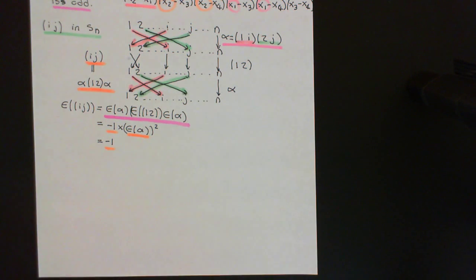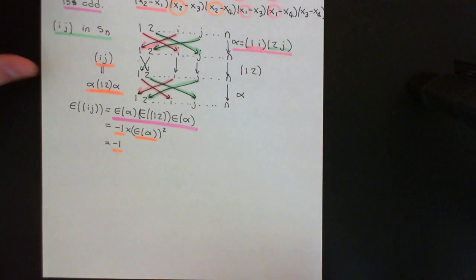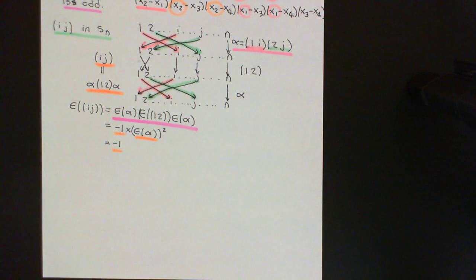Okay, so we can use the fact that the sign is a group homomorphism to prove that the sign of any transposition is going to be odd, i.e. -1. Excellent. So we now know truly that all transpositions in the symmetric group on the set of n elements are going to be odd. They're going to have sign -1.